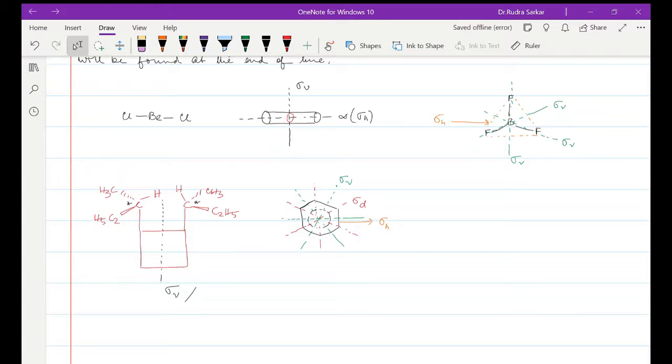Okay, and one can extend the plane of symmetry to molecules that have optically active centers. Even though they have optically active centers, if there is a plane of symmetry, then it will divide the molecule into 2 equal halves.